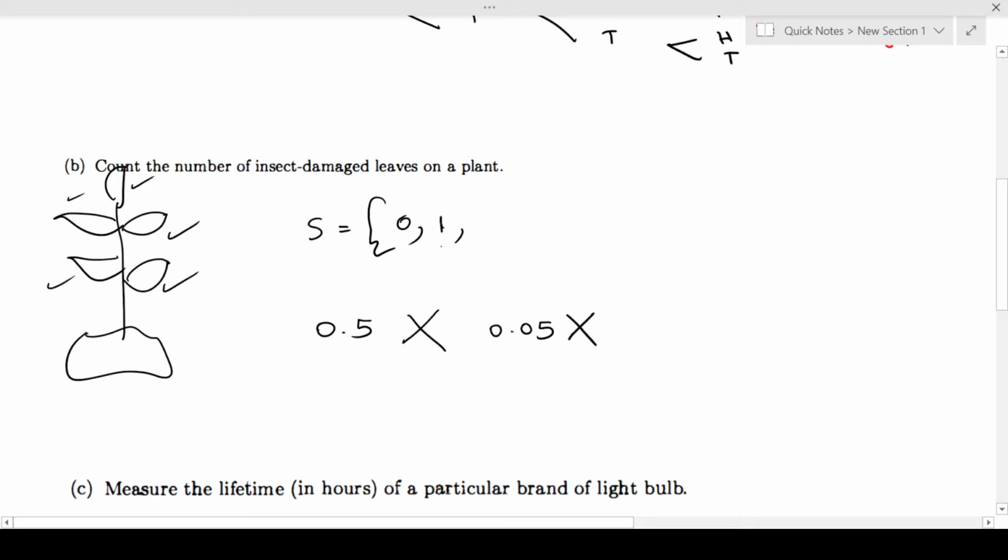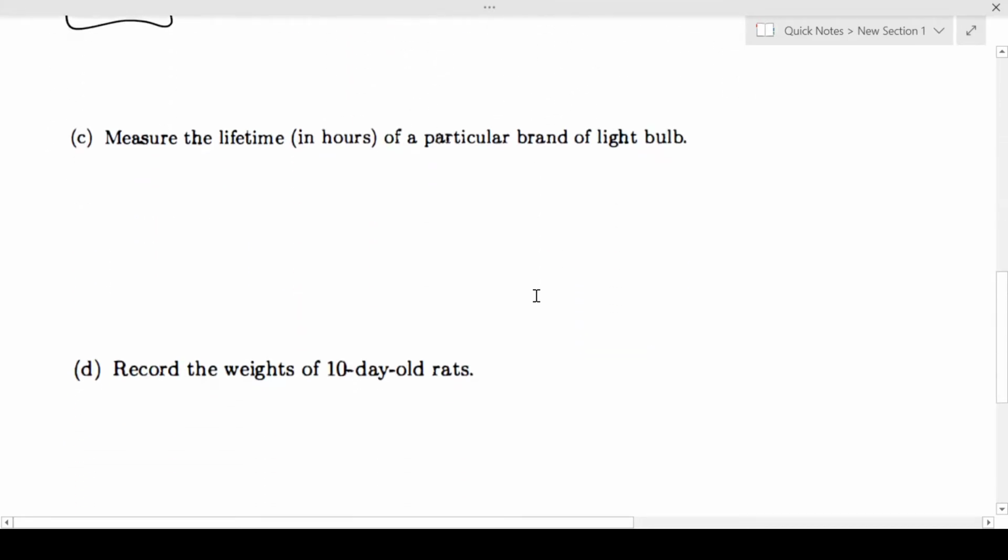It can be 1 damaged leaf. Maybe there are some insect bites like this. Maybe 2 are damaged. Likewise, it can go on forever. So the sample space would be the whole numbers including 0. This is the sample space for this particular random experiment. Right. Next one.